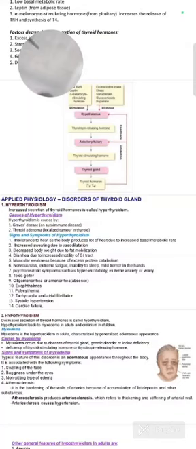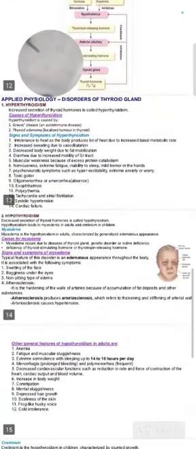Toxic goiter. Goiter is nothing but the enlargement of the thyroid gland, and it consists of two types. One is toxic and non-toxic. The toxic goiter occurs because of hyperthyroidism. And the next is oligomenorrhea or amenorrhea. The absence of menstruation is termed as amenorrhea. And exophthalmos is protrusion of eyeball.